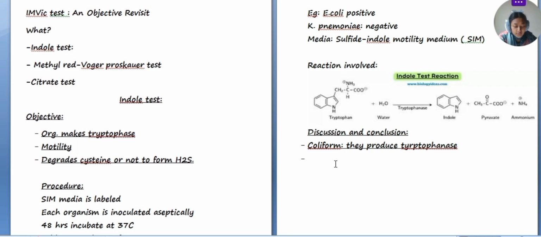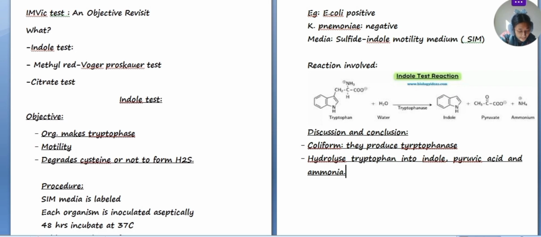So if it is a coliform, then it should be able to hydrolyze the amino acid tryptophan into indole, pyruvic acid, and ammonia. The pyruvic acid can then be used by the organism in the TCA cycle.